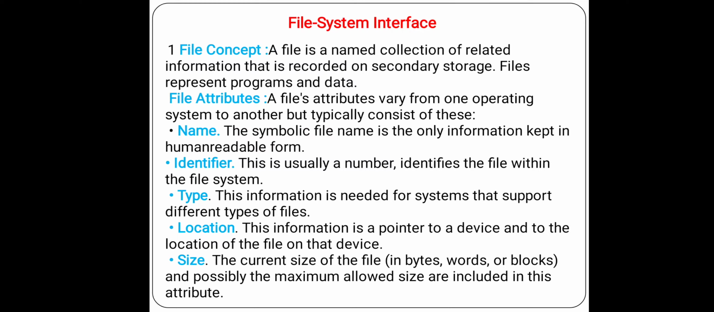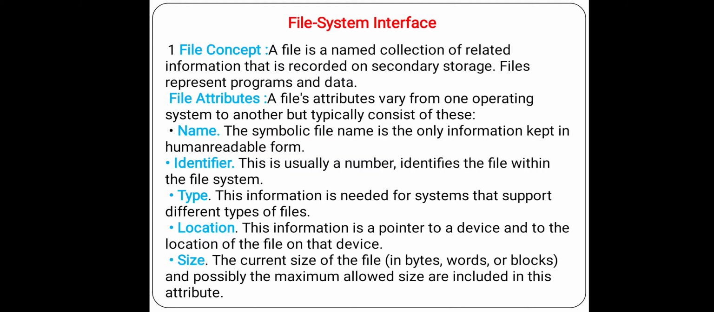This information is a pointer to a device and to the location of the file on the device. It's simply where you place that file. Location means before going to save a file, it asks you location. Some of them are stored in some D drive or some E drive, some are saved in desktop, like that. So it always represents or shows the location of the file in the device.